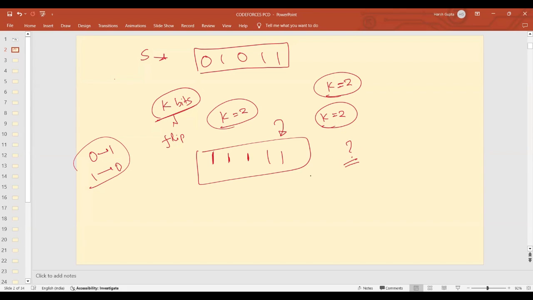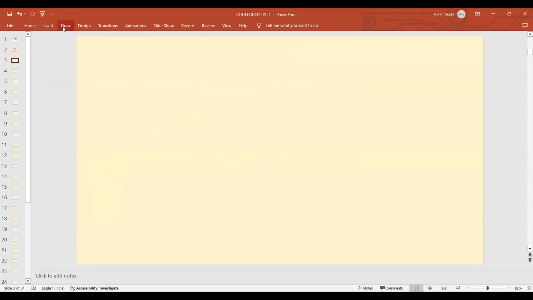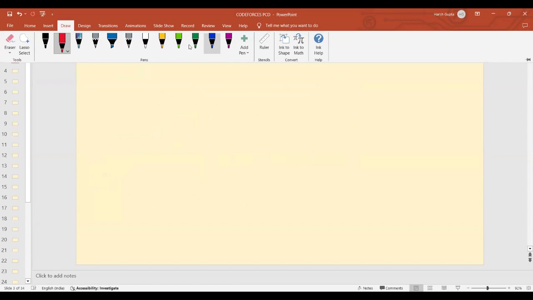So the question is that you need to tell for how many k's from 1 to n it is possible to convert all the characters to equal. Is the question clear? Anyone having doubt with the question? No. So how can we solve this? There was a very easy observation for this.